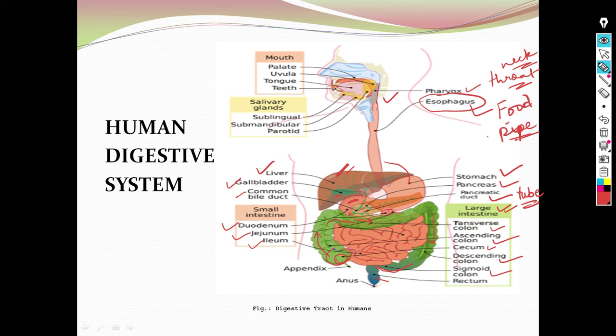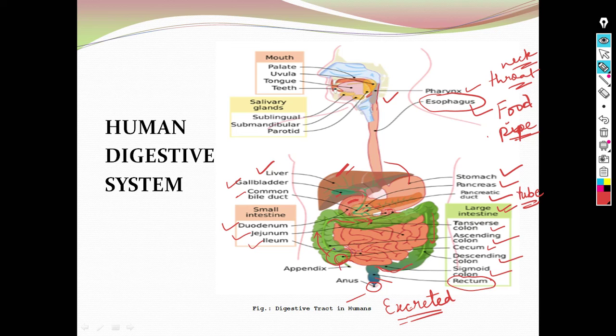And after that there is the rectum, okay, where undigested food gets stored. And then there is the anus, through which all the excreta or all the fecal material, the undigested material, will be excreted. So see all the spellings carefully and learn the spellings of a few terms which are in the human digestive system. So these are excreted through this.